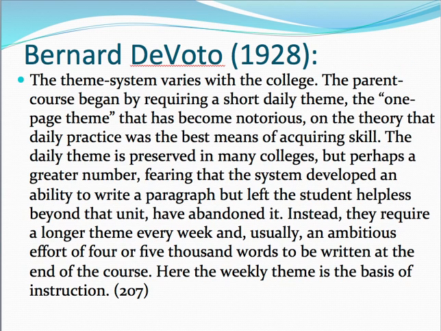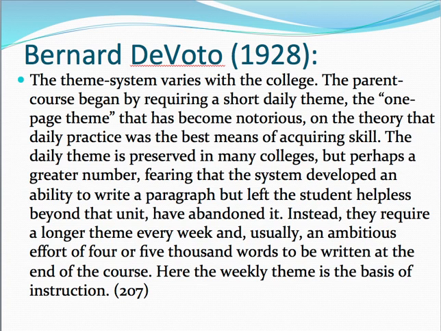"The theme system varies with the college. The parent course began by requiring a short daily theme, the one-page theme, that has become notorious, on the theory that daily practice was the best means of acquiring skill. The daily theme is preserved in many colleges, but perhaps a greater number, fearing that the system developed an ability to write a paragraph but left the student helpless beyond that unit, have abandoned it. Instead, they require a longer theme every week, and usually an ambitious effort of 4,000 or 5,000 words to be written at the end of the course. Here, the weekly theme is the basis of instruction."